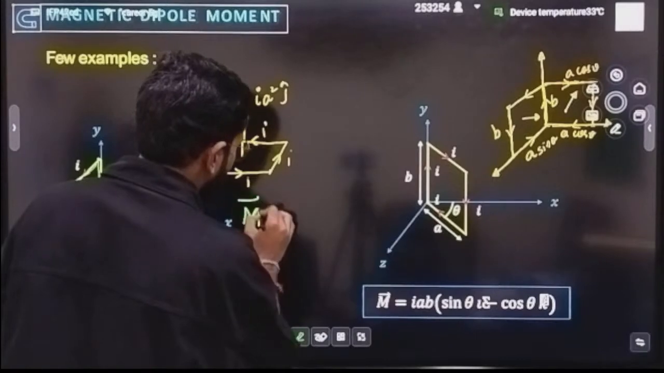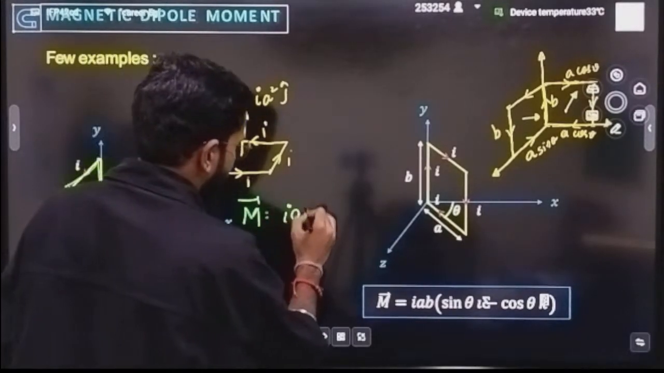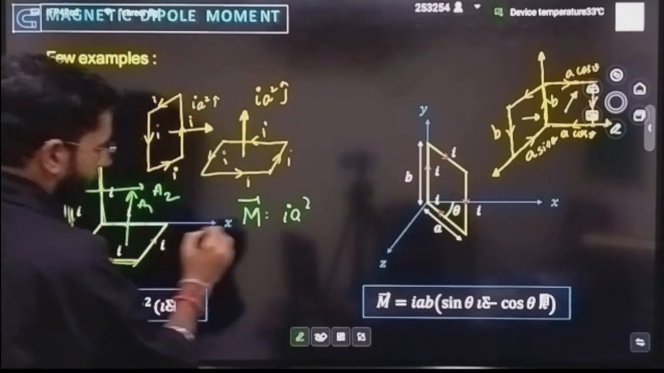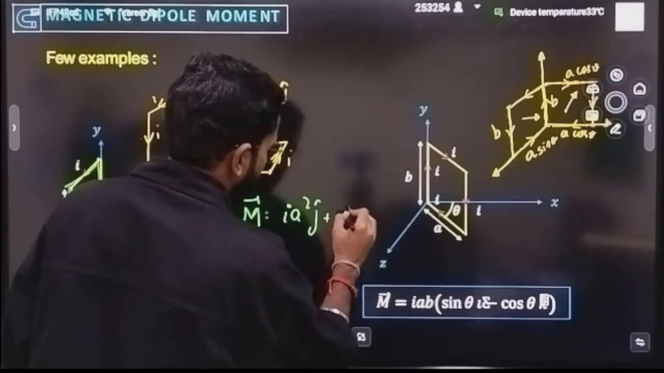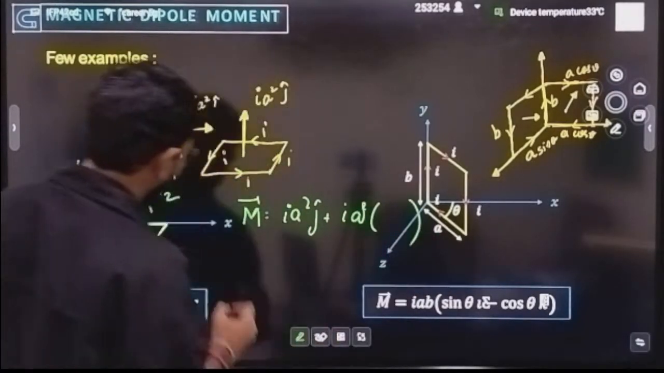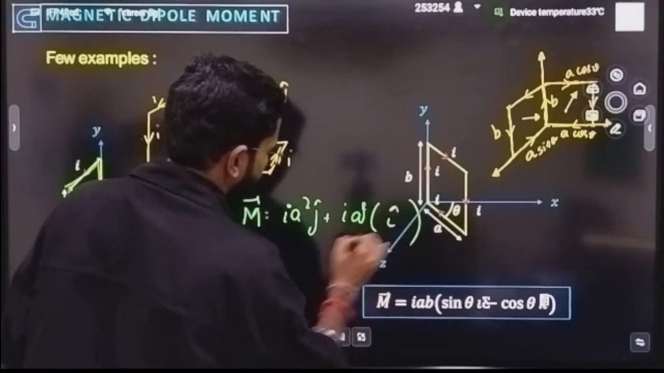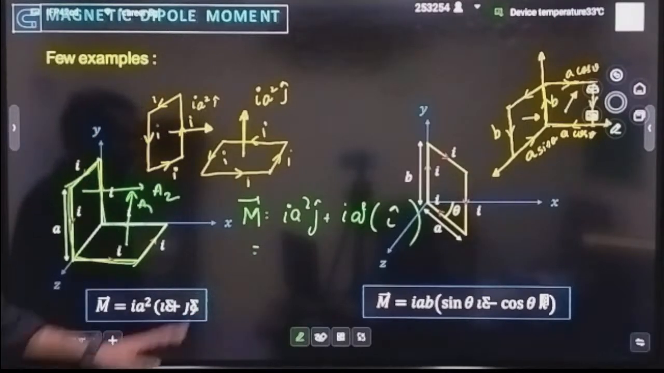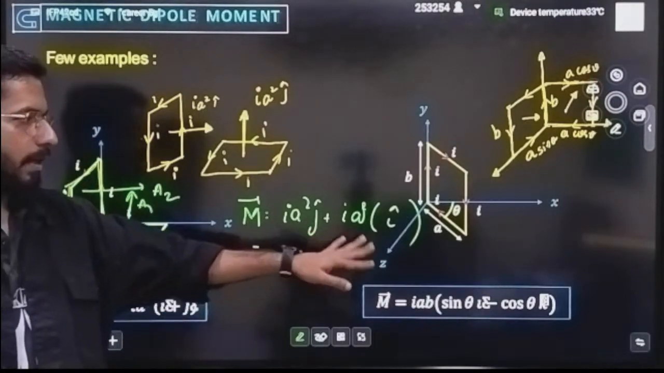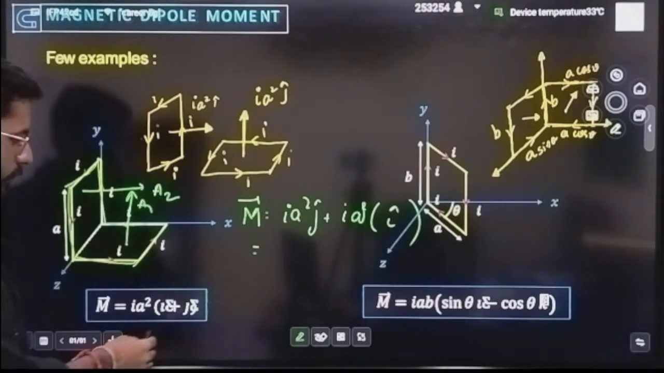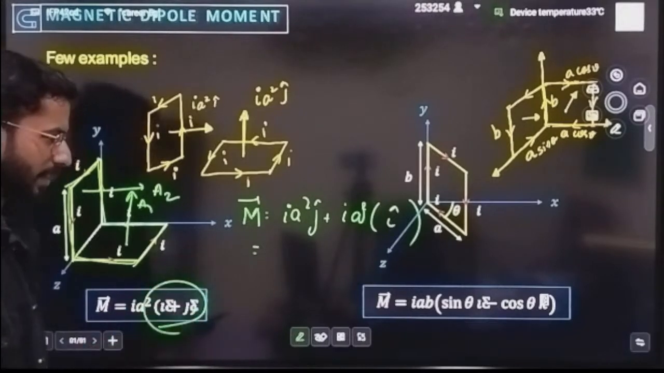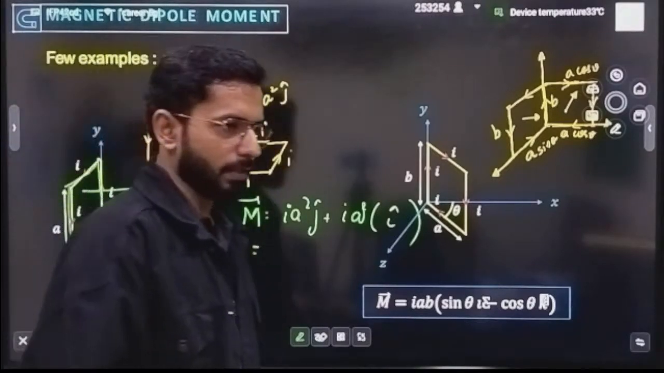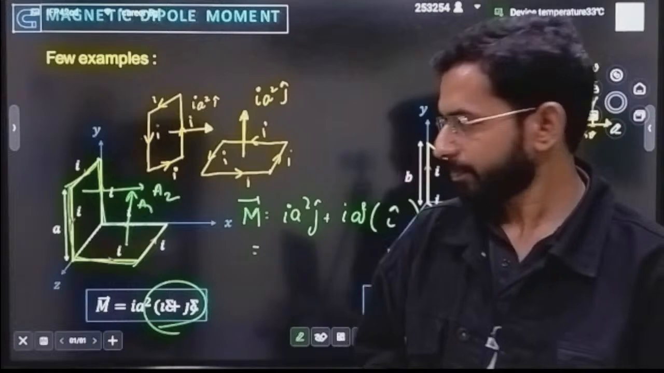How will you be writing the magnetic moment? You will be writing I a square. Firstly, due to this, what is the direction that you are going to write? Plus of j cap. Due to the second one, what is the direction that you are getting? Plus of i cap. So this will be the final result: I a square j cap plus I a square i cap, that is I a square (i cap plus j cap). That is the same result that we have to understand. Is it clear to all of you?